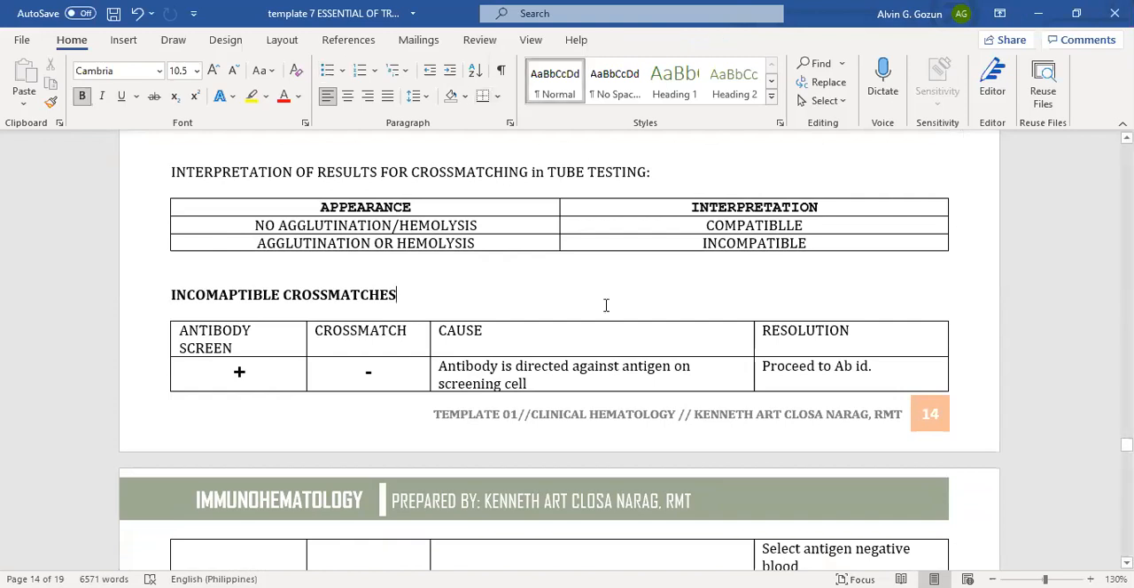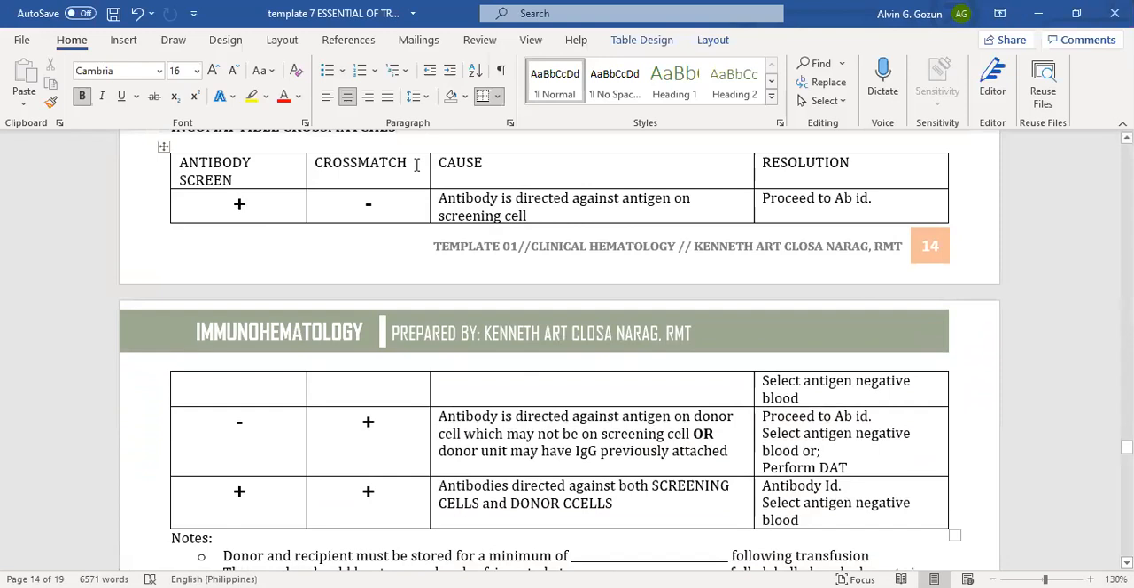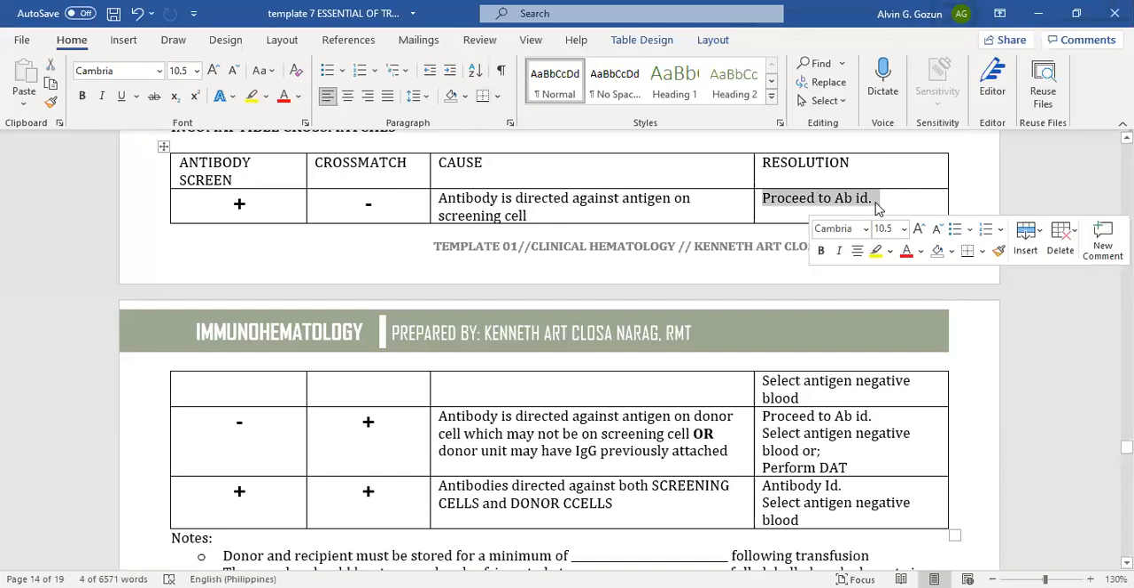So, ano ba yung mga incompatible cross-matches? Example, sa antibody screen, it is positive, pero sa cross-match negative, anong cause? The antibody is directed against antigen on screening cell. Resolution, mag-proceed ka na ngayon sa antibody identification para malaman mo kung ano yung antibody.